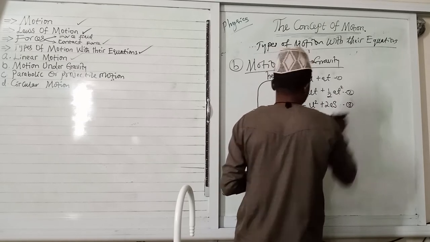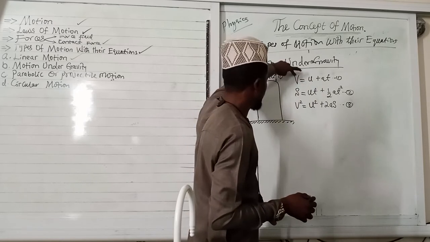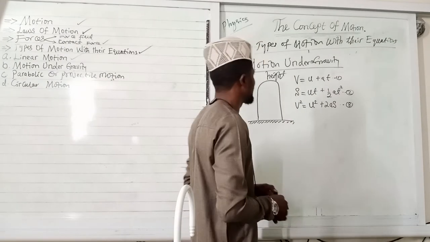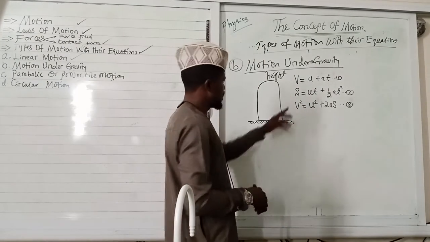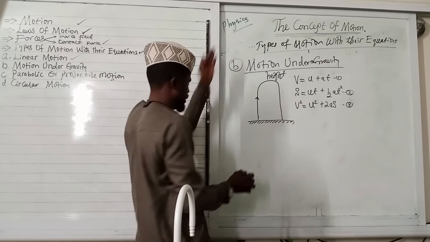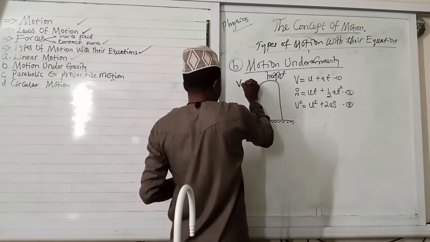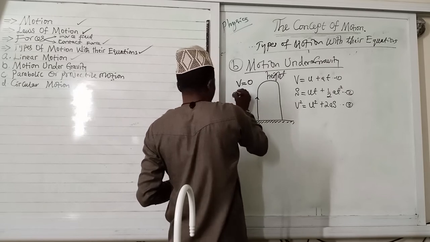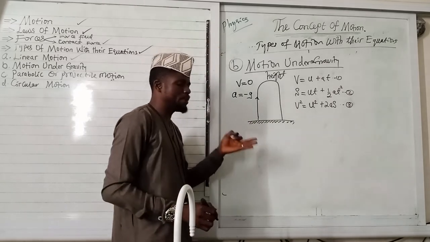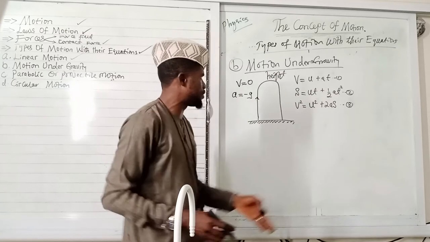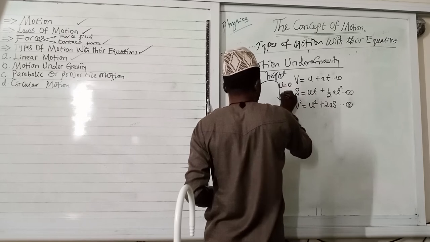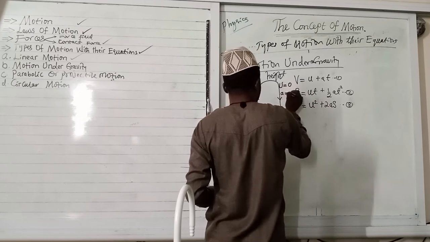Equation number 3. Where U is the initial velocity and V is the final velocity and A is the acceleration and T is the time taken and S is the distance in meters. Meters per second. So, when a body is thrown upward, just know that the final velocity is equal to what? Zero. And your acceleration A is equal to what? Minus what? G. These are the things you must keep in mind when dealing with motion under gravity. When the body is thrown downward, your initial velocity U is equal to what? Zero. And your acceleration A is equal to what? Plus G.